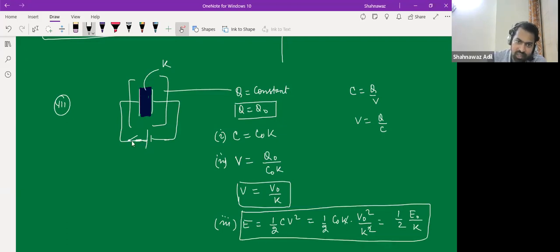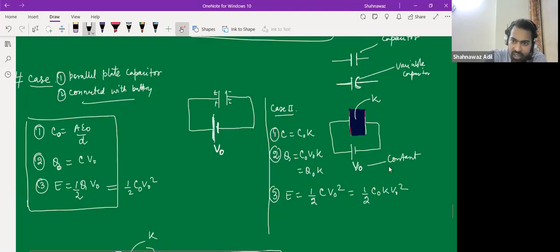This is when this capacitor is disconnected, right? Whenever this is disconnected, just remember that the charge is constant. And whenever it is connected, just remember that voltage is constant. Is this clear to you guys? Do you guys have any doubt?